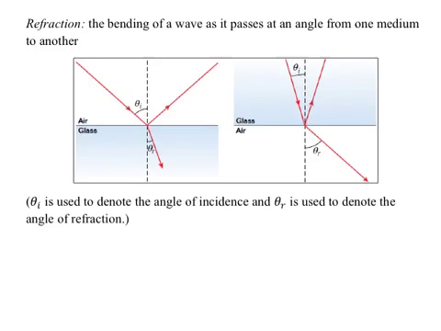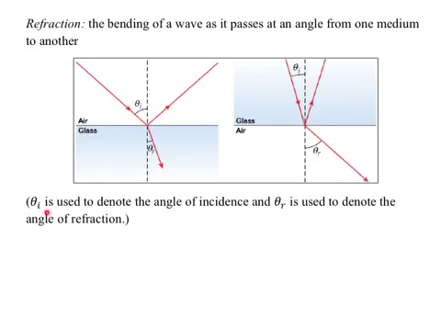So first, refraction is the bending of a wave as it passes at an angle from one medium to another. So note right away this has to be at some sort of an angle here. If the light wave came in perpendicular to the glass surface like this, it would go straight through. But because it comes at an angle, the light waves are going to get bent.